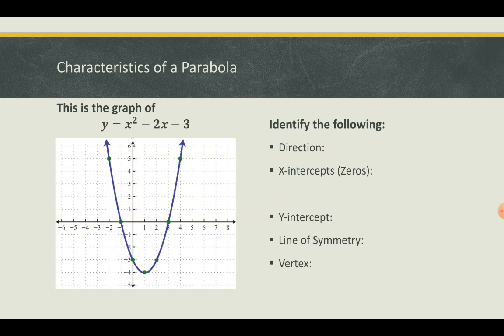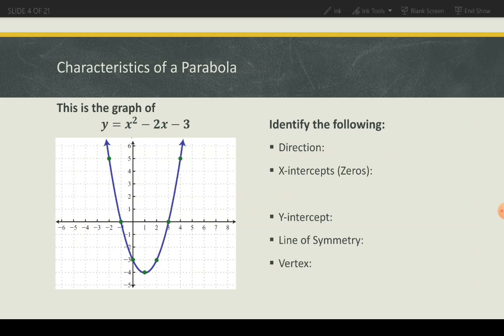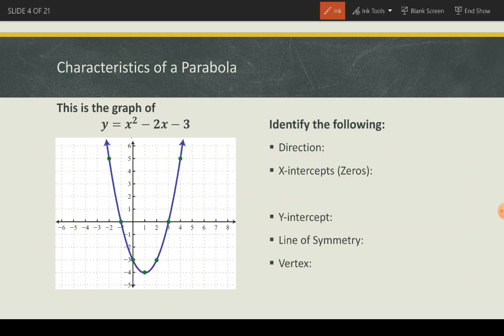Okay, so we talked about characteristics of a parabola last time, so I want to open up with that today. So the direction of this quadratic, if we look at the graph, it's a U shape. So this is an up direction, okay?